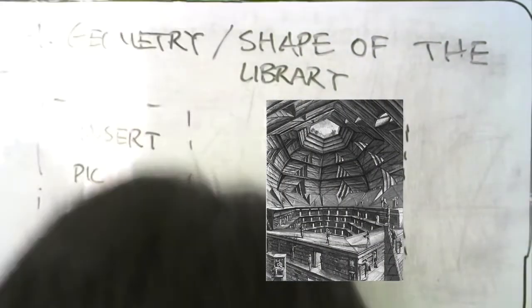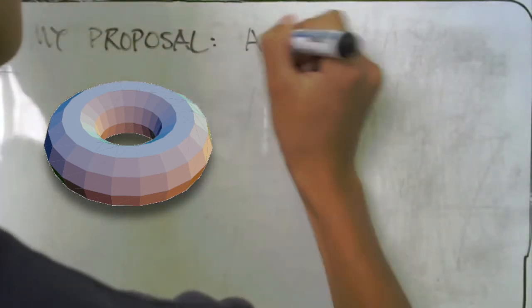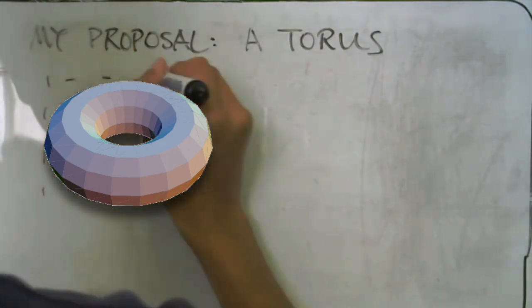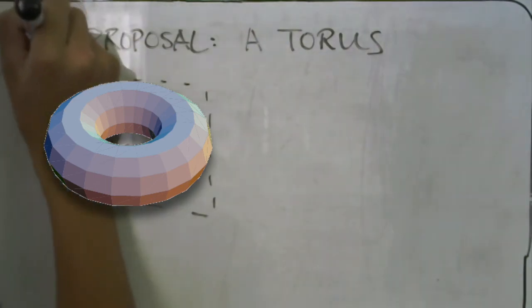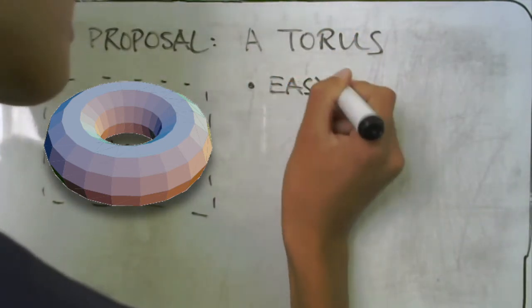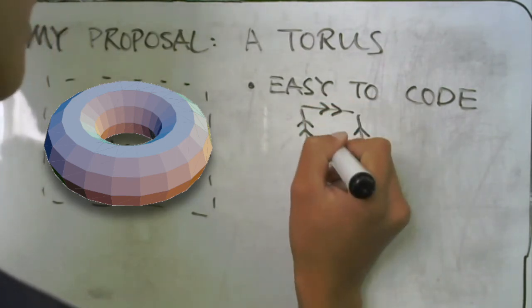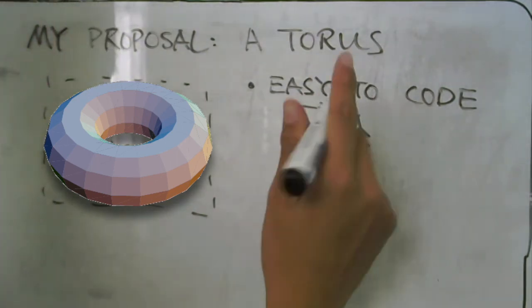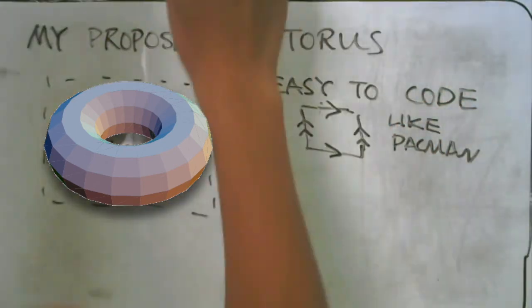My proposal for what shape the library could take then is a torus, or a donut. So the reason I choose this is because it's quite easy to code. One way of thinking about a torus is to take a rectangle, glue the left and right edges together so they become the same, and then glue the top and bottom edges together so they become the same. In effect, you get something like Pac-Man, where when you keep traveling right, eventually you'll come back from the left of the world. Or if you keep traveling upwards, eventually you'll come back up from the bottom of the world.